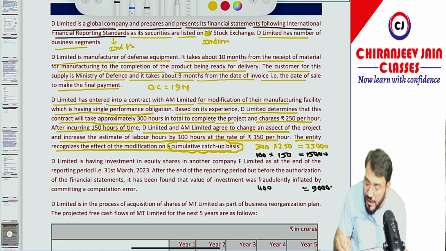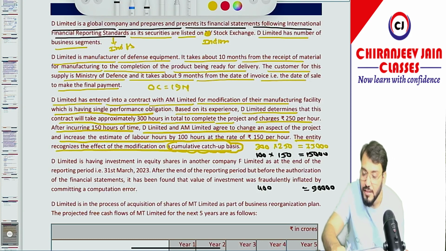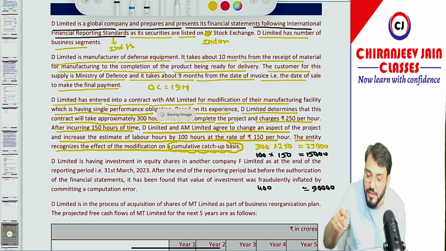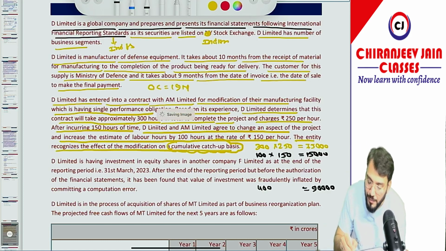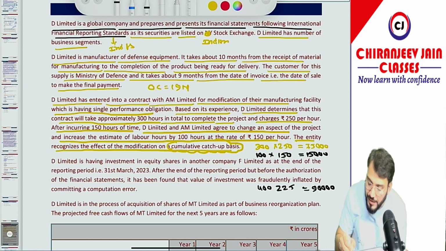So what will be the hourly rate? 90,000 divided by 400. So 90,000 divided by 400 is coming to 225. So it is coming 225 hourly rate.